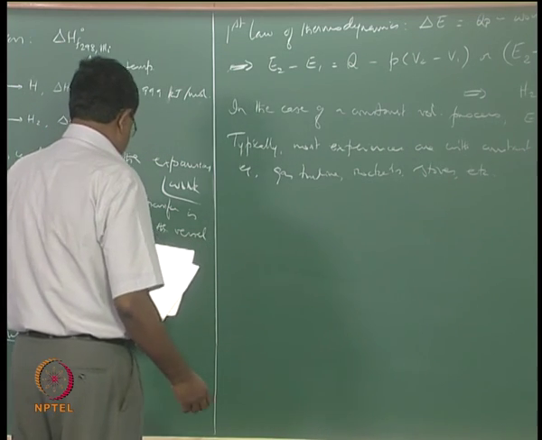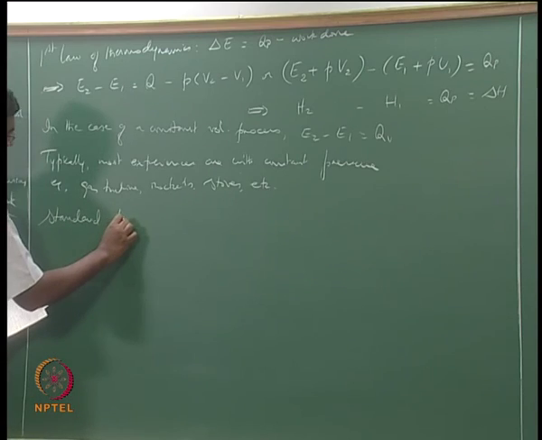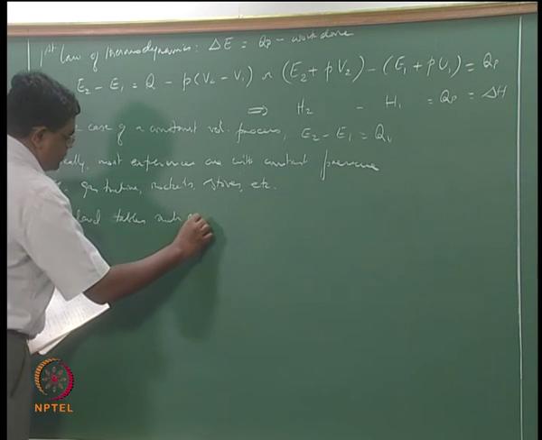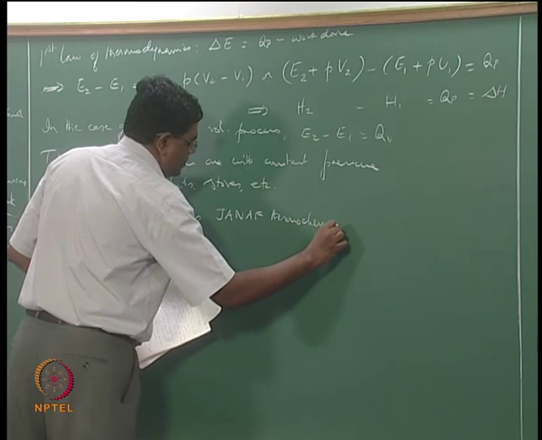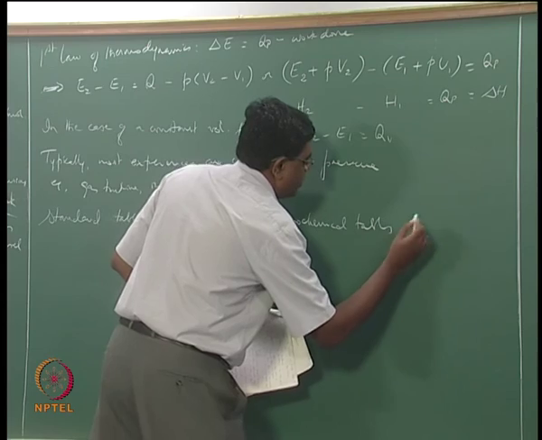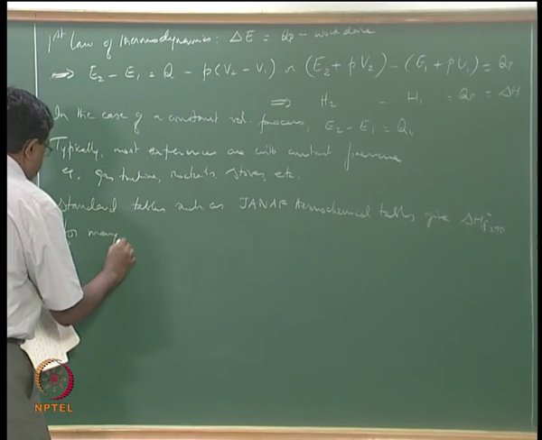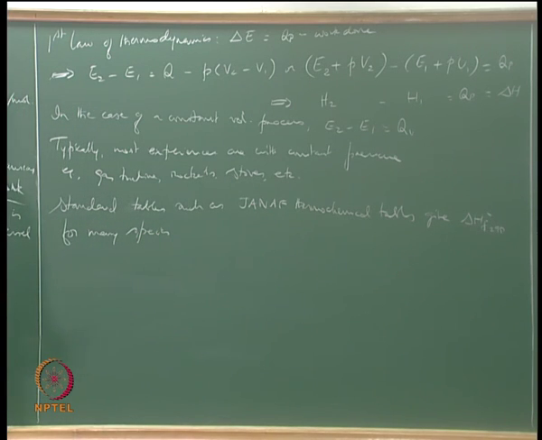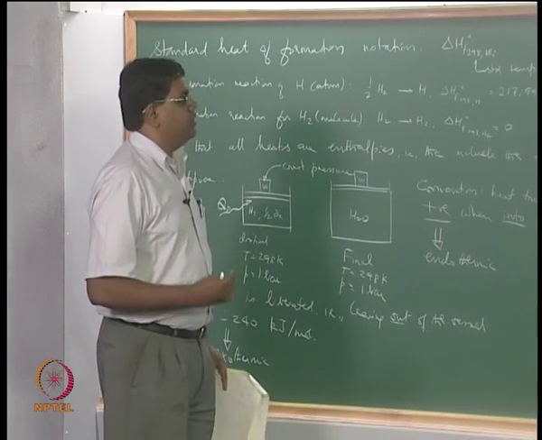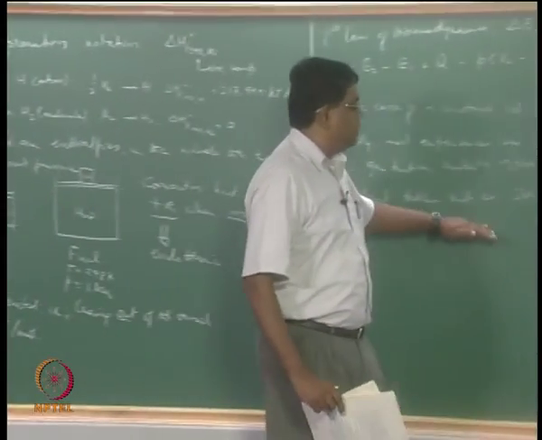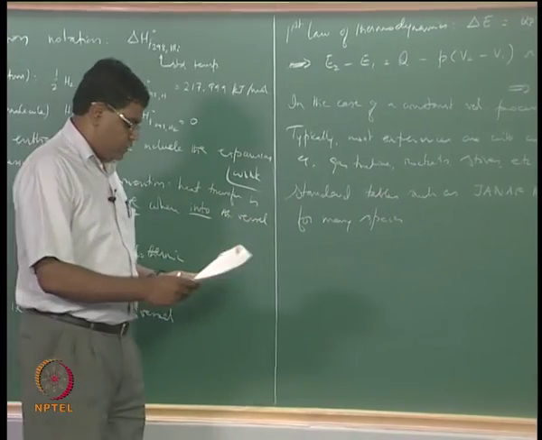Okay, the other thing is standard tables now. Such as what's called the Janaf thermochemical tables, catalog or give delta HF naught 298 for many species. In fact, this tells you why we need to actually have a standard heat of formation. Okay, so it's possible now if you standardize the conditions at which you want to catalog or tabulate the heat of formation, then it's possible for you to actually have tables like the Janaf thermochemical tables, which will give this for many species. Okay, so these are available.